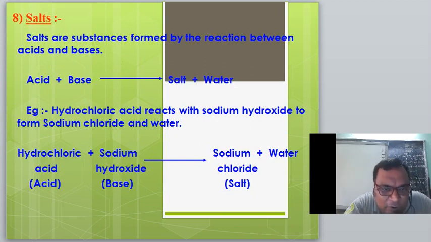You see that a salt is a substance formed by the reaction between acid and base. Acid reacts with base, forms salt and water. Hydrochloric acid reacts with sodium hydroxide to form sodium chloride and water, and sodium chloride is the same salt which we eat as table salt. So student, you have to keep this in your mind, and it is very important, and in most of the exams this is asked.